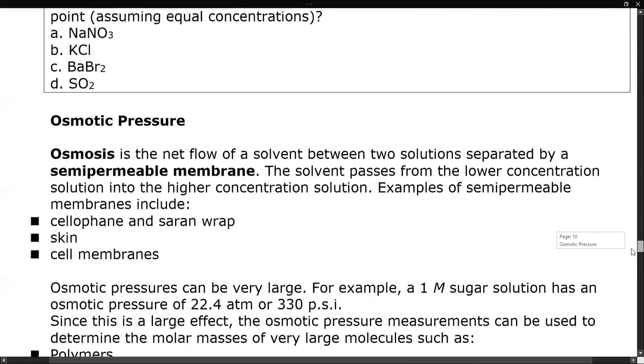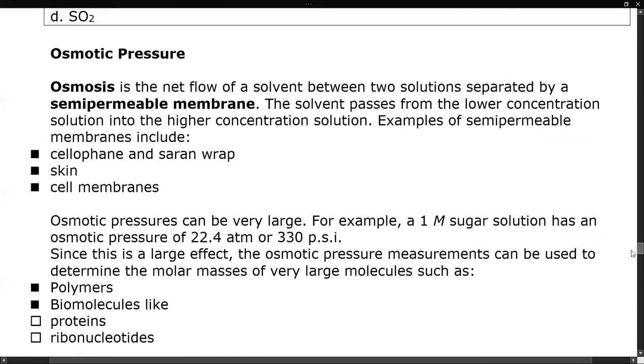Osmotic pressure is based on the particles dissolved as well. Osmosis refers to a solvent between 2 solutions separated by a semi-permeable membrane. The solvent passes from the lower concentration to the higher concentration.